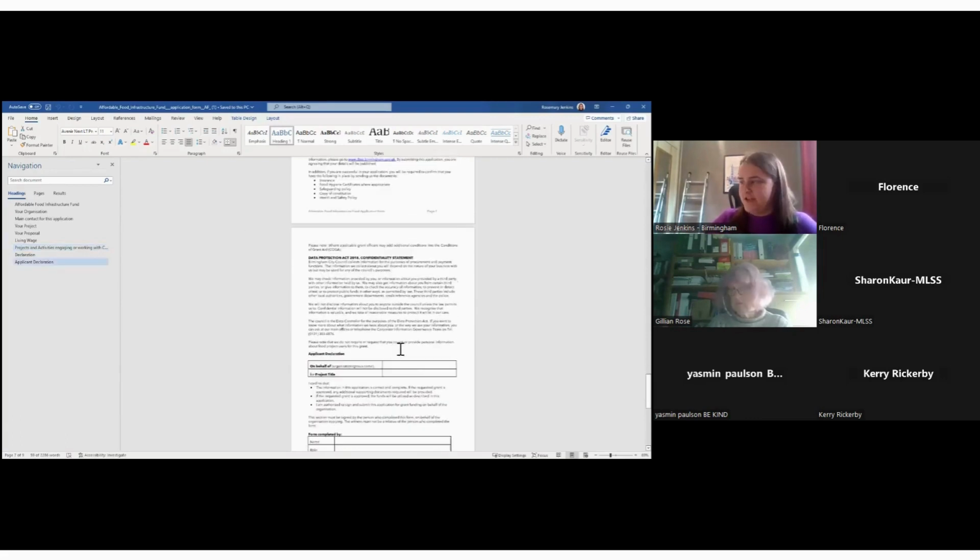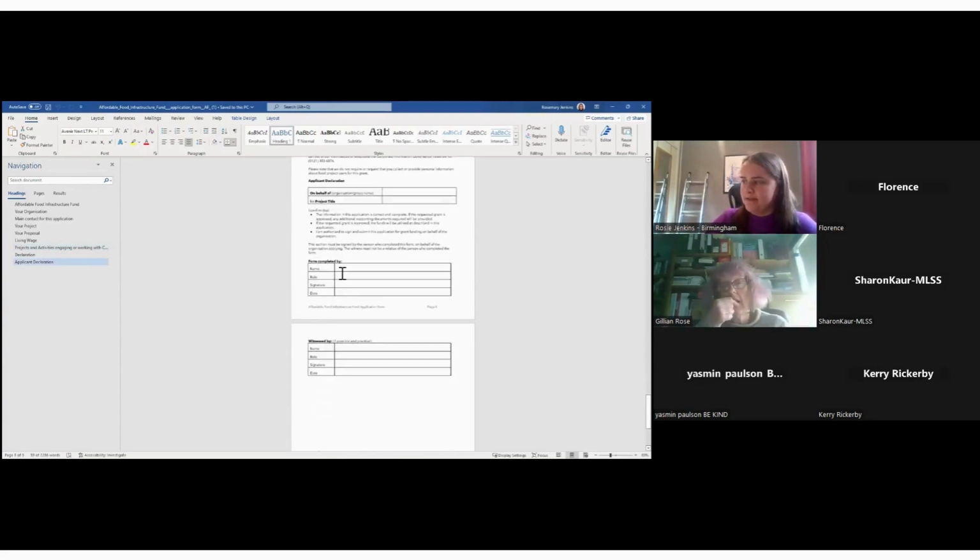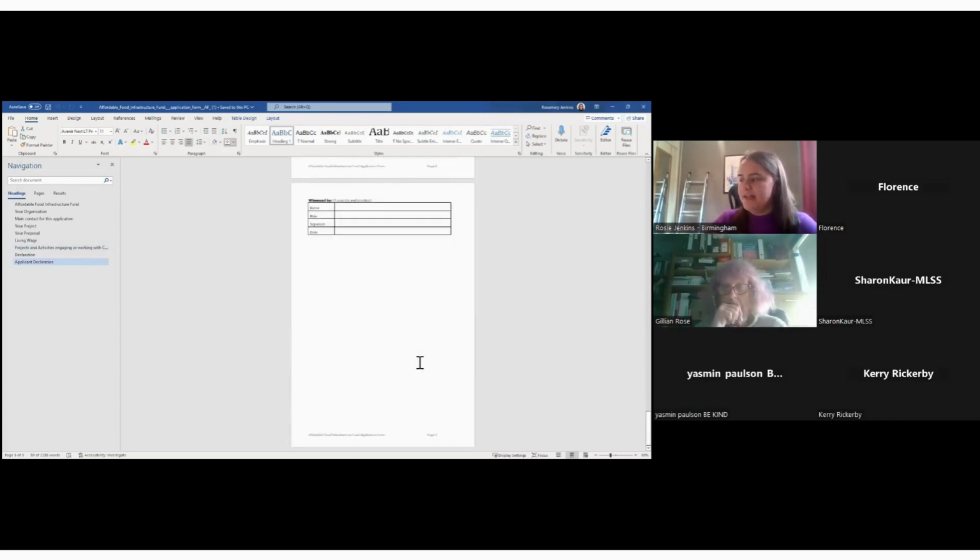Then there's a declaration and a data protection statement, and you need to read those and sign the bottom of the application form, and then say your details, and if possible have someone witness the form, but that doesn't need to be a proper signature. You can just type if that's easier and email it back to us. So that is the Affordable Food Infrastructure Fund application form. Does anyone on the call have any questions about that? As I said, you can email anytime with questions.